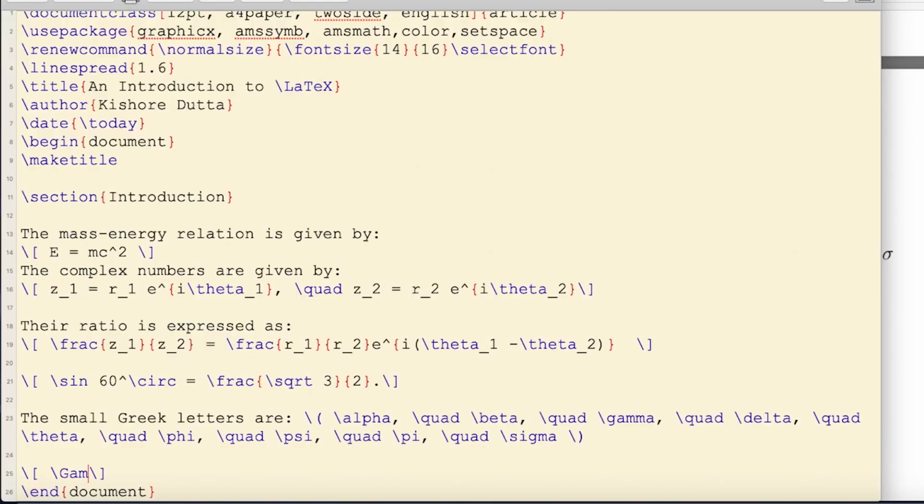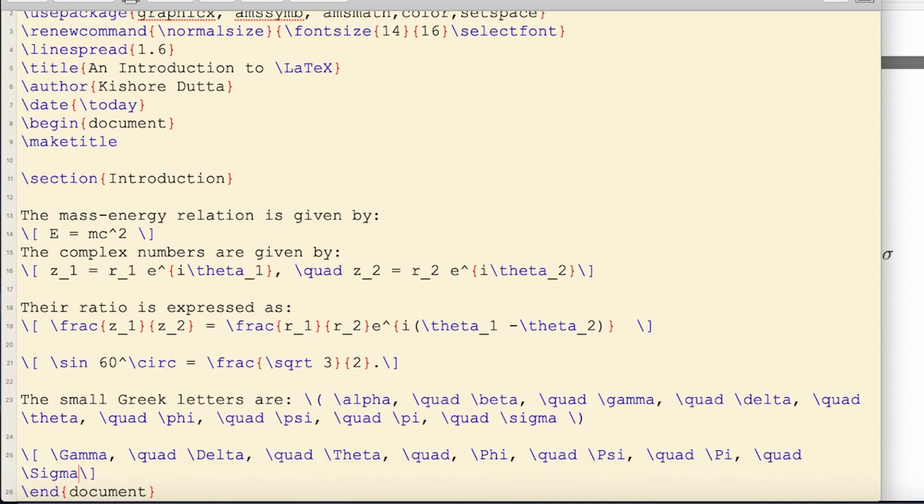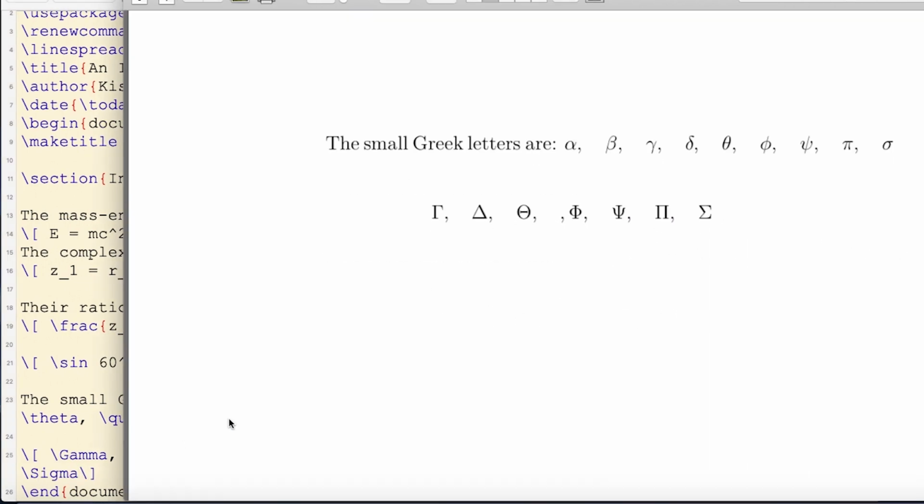The capital Greek letters are written in a similar fashion, but the first letter should be capitalized, such as \Gamma, \Delta, \Theta, \Phi, \Psi, \Pi, and \Sigma, which generates all the capital Greek letters as shown here.